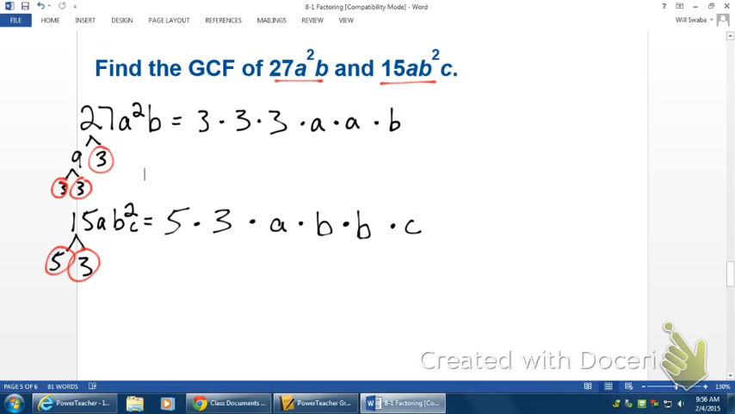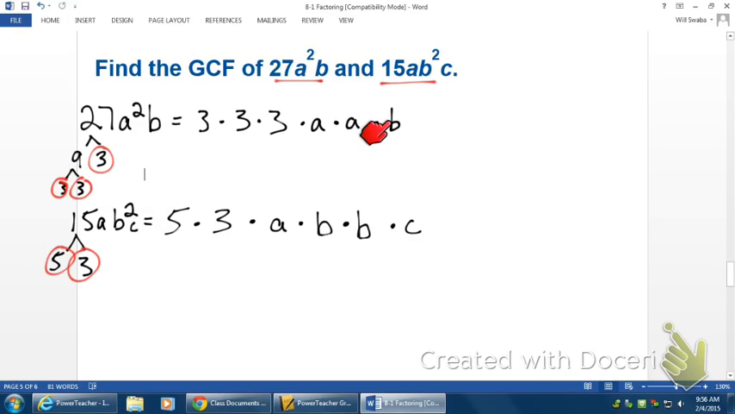Now, what is one way we can check if we factor it out correctly? You can use a calculator, or you can think in your head. You can just multiply this out. 3 times 3 gives me 9. 9 times 3 gives me 27. Good, I factored that out right. A times A gives me A squared. Okay, I factored that out correctly.